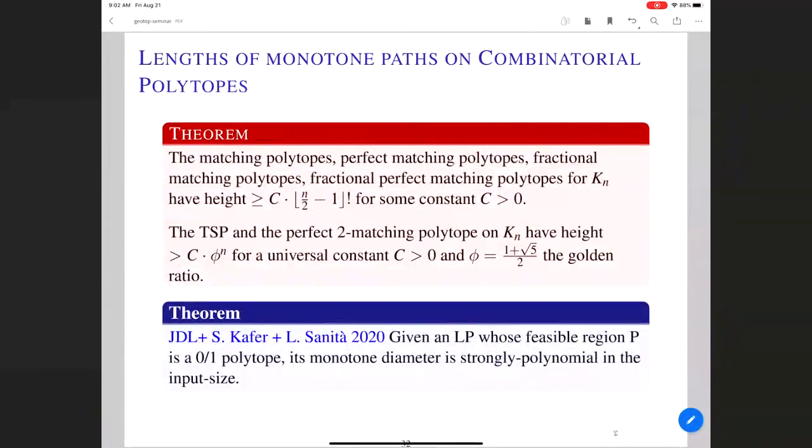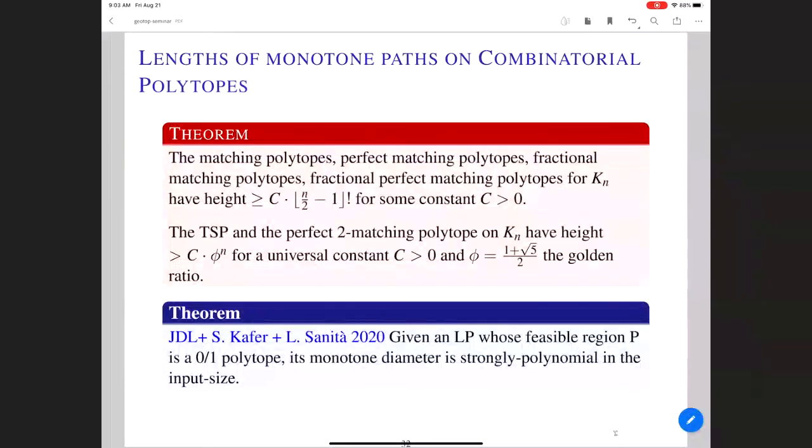Yeah. But for example, in the matching polytope, let's say that we have an application about matching, then you are interested not in the size of the polytope, but in the size of the graph. Right. Yeah. So okay, you're right.